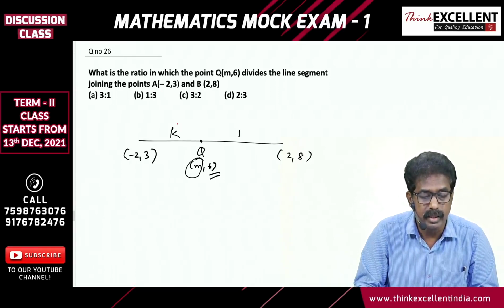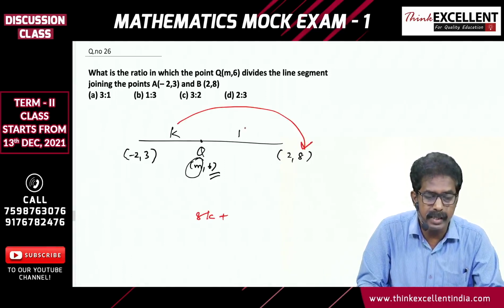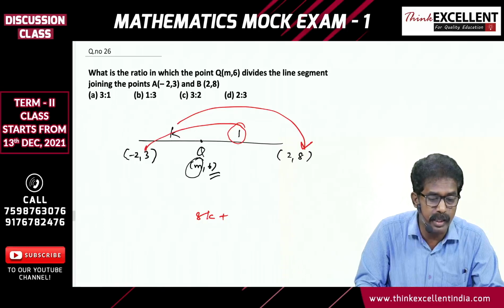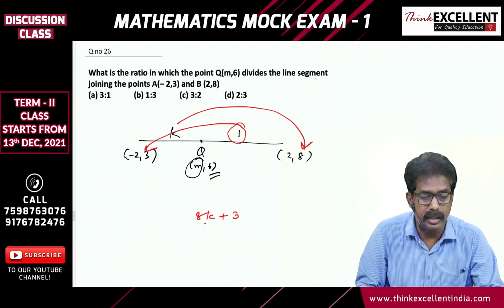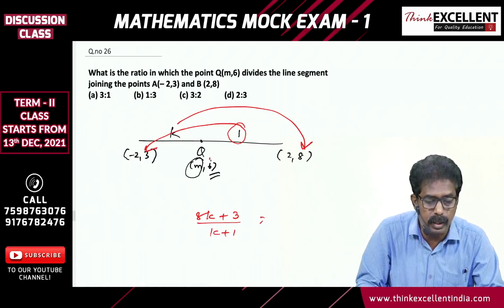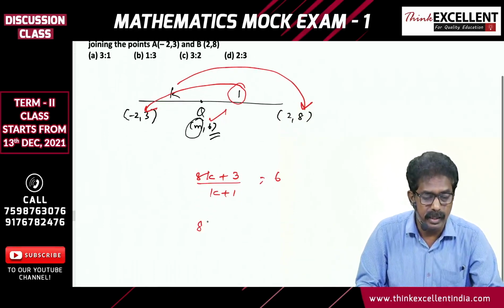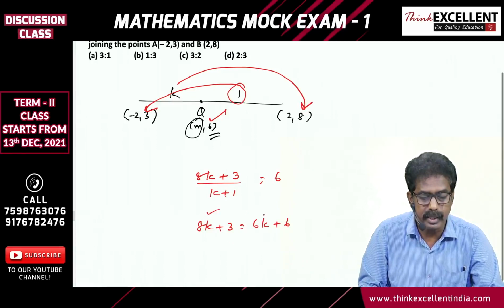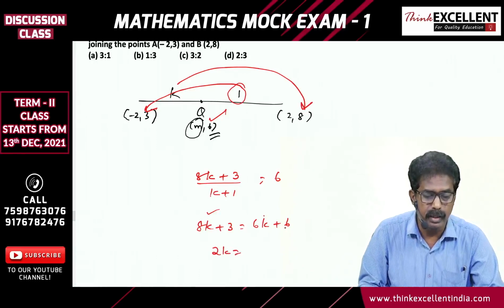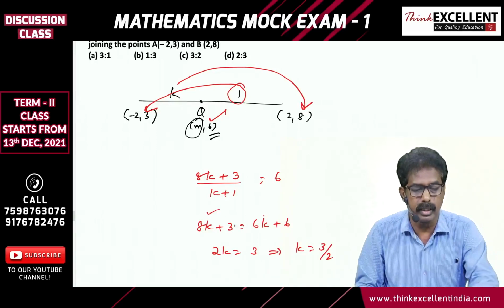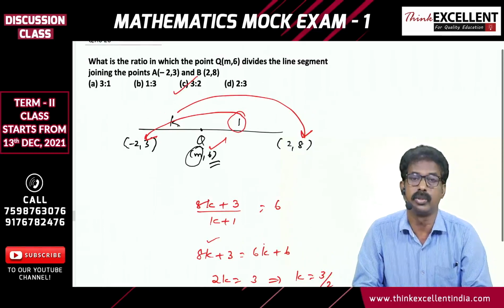Please listen: k into 8, the Y coordinate, so 8k plus 1 into 3 (very careful, take the Y coordinate 3), divided by k plus 1 is equal to the Y coordinate of Q, which is 6. Now we can find the k value. Cross multiply: 8k plus 3 is equal to 6k plus 6. Bring 6k here, 2k equal to 6 minus 3 is 3. So k equals 3 by 2, 3 is to 2 internally. So C is the correct answer.